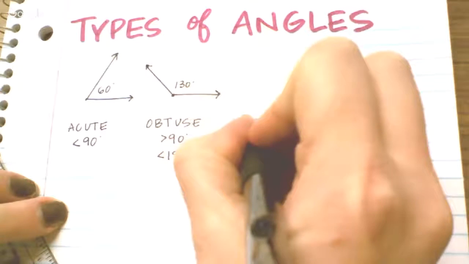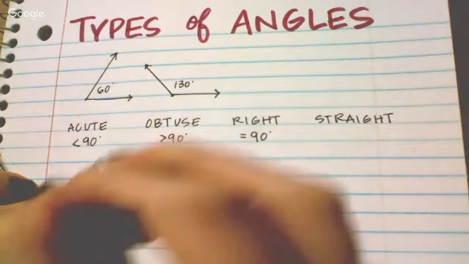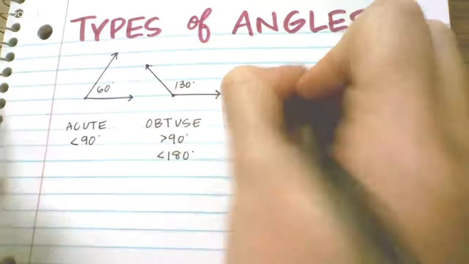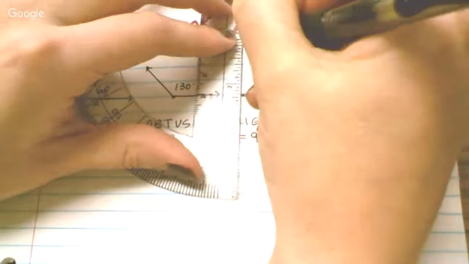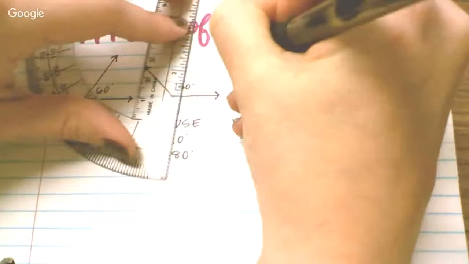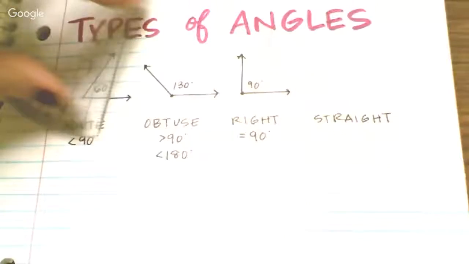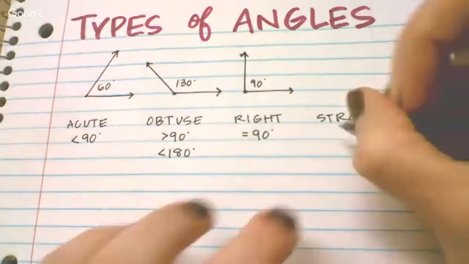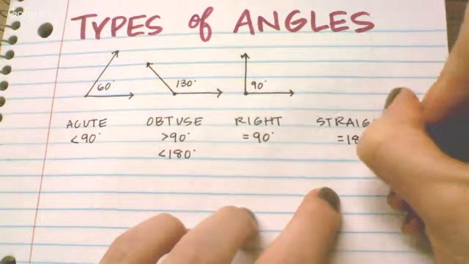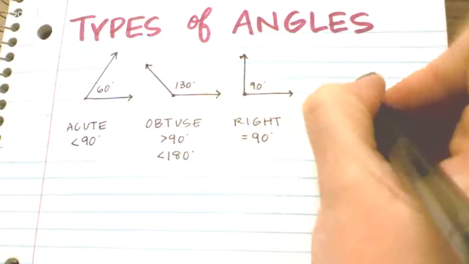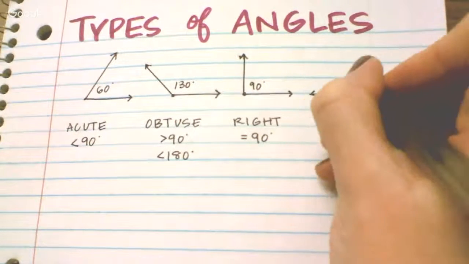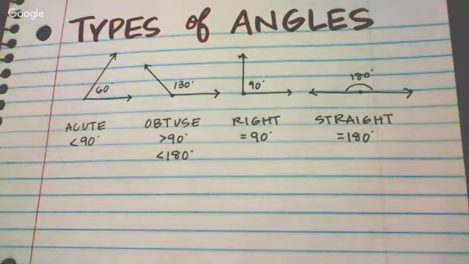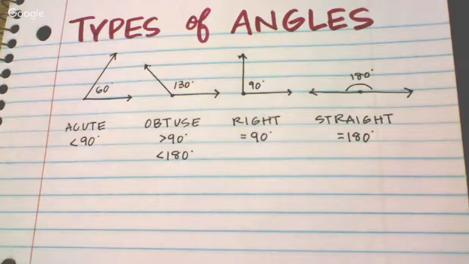A right angle is one that equals exactly 90 degrees. So on my line, measure, this is right up here, exactly 90. And straight is one that equals 180 degrees. So I don't even need my ruler for this. This is one that goes straight across. My whole thing here is 180 degrees. All right, so that's just a quick review.